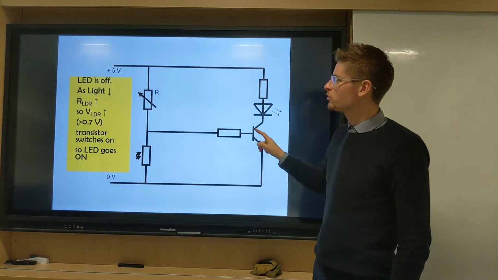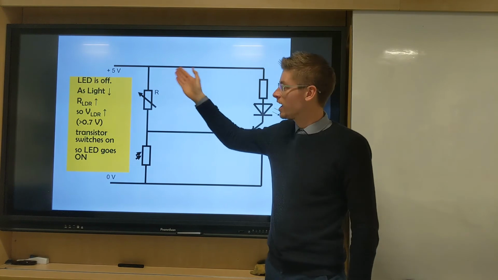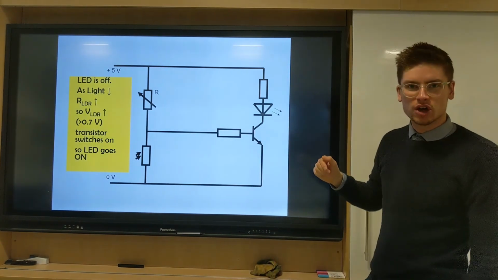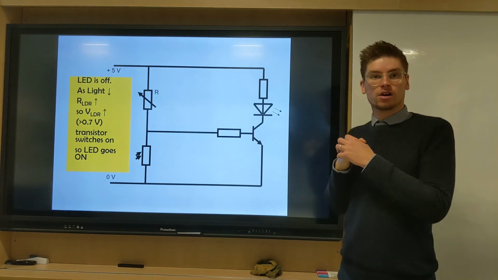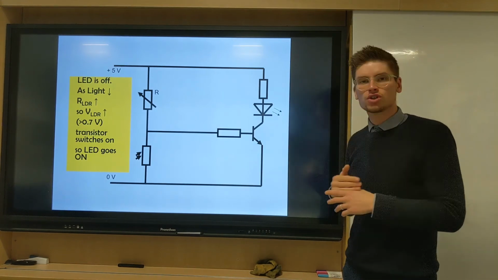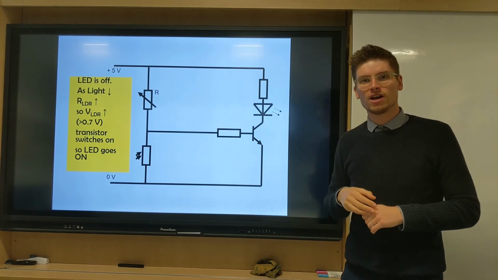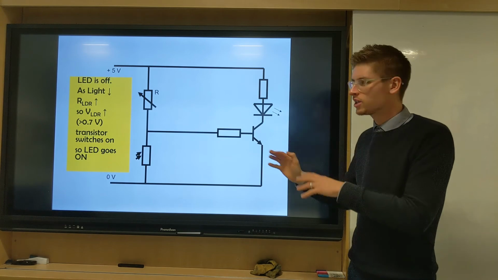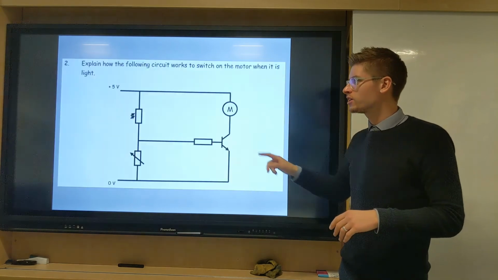So how would we write that? This is how you do an answer, 3 marks. LED is off. As light goes down, the resistance of the LDR goes up. Then the voltage of the LDR goes up. It's greater than 0.7 volts. So therefore the transistor switches on, and therefore the LED switches on. For time I'm going to move on, but if you need to, pause it and look at that. Because now we have another circuit.